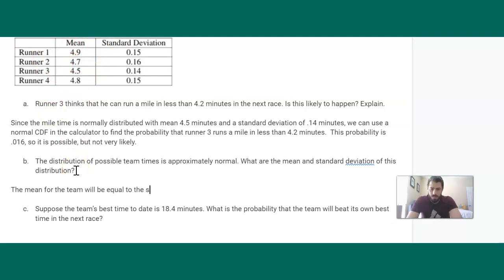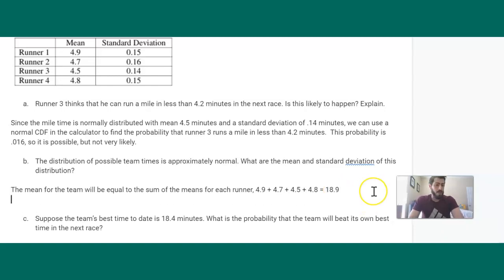So all you have to do now is say, all right, well, 4.9 plus 4.7 plus 4.5 plus 4.8 equals the new mean time. And there you go for the mean.